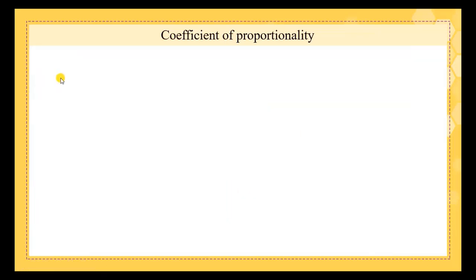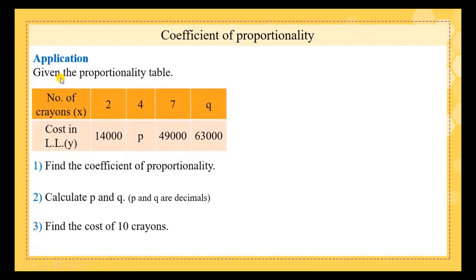Now we're going to read the application. Given the proportionality table, find the coefficient of proportionality, calculate P and Q where P and Q are decimals, and find the cost of 10 crayons. Please pause the video and solve the application.